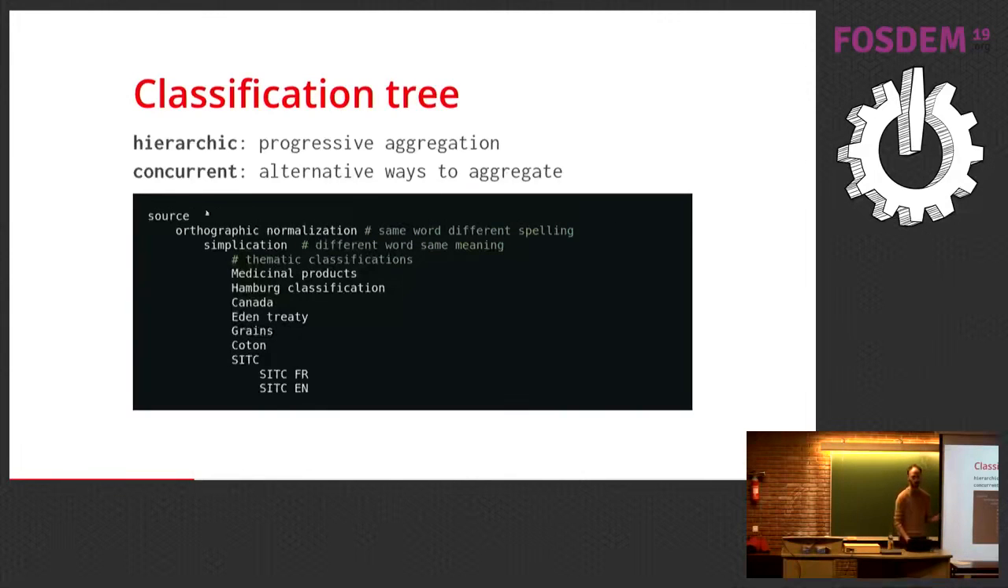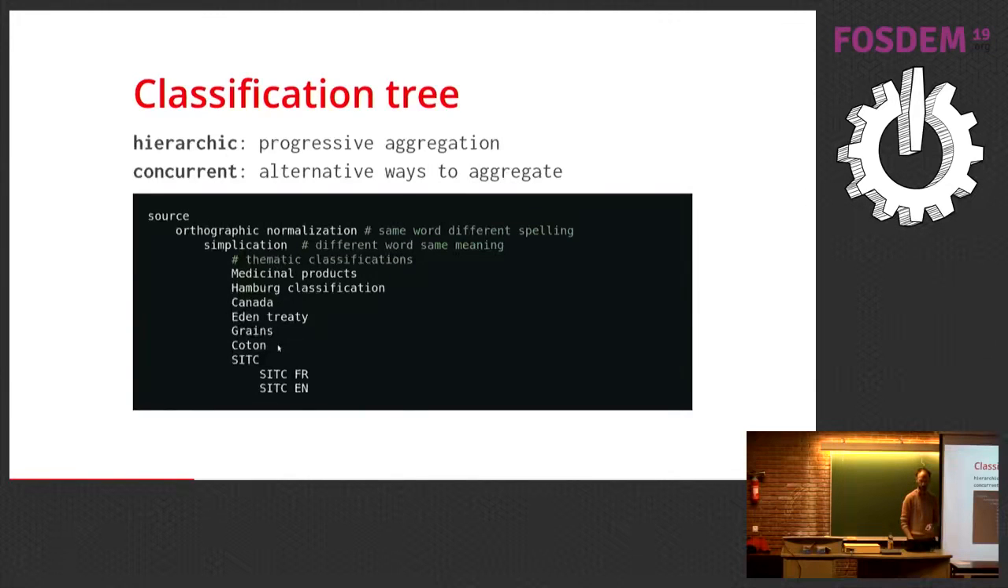So what I showed you is our classification tree. On top of it we have the sources. Then we built an orthographic normalization classification, whose rule is really simple: same word, different spelling. Then we have the simplification one, which is different words, same meaning, put together. Then we have a long list of sister classifications, all based on the same root parent, the simplification one. The simplification one has been designed to be generic, but the others are thematic, so they are really bound to a research question.